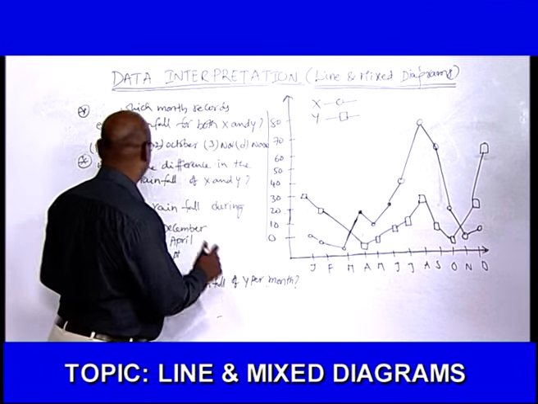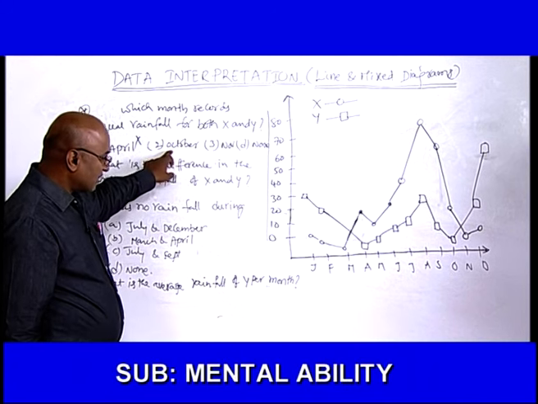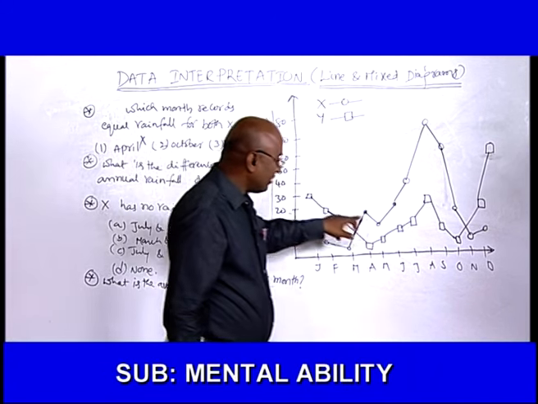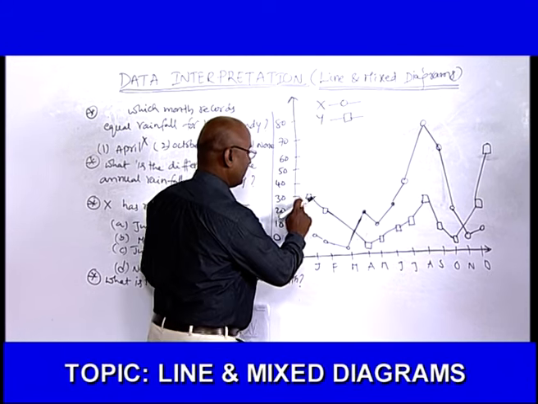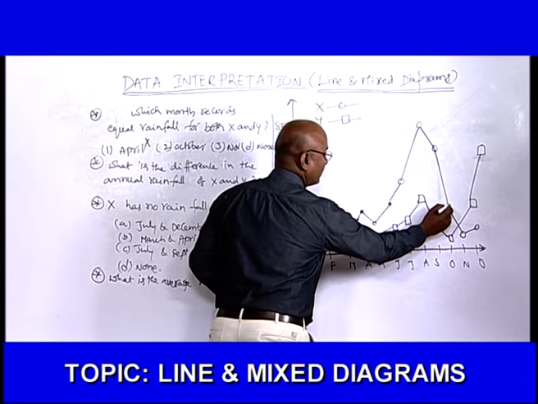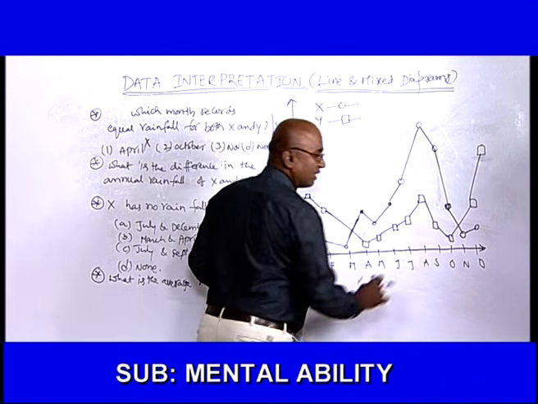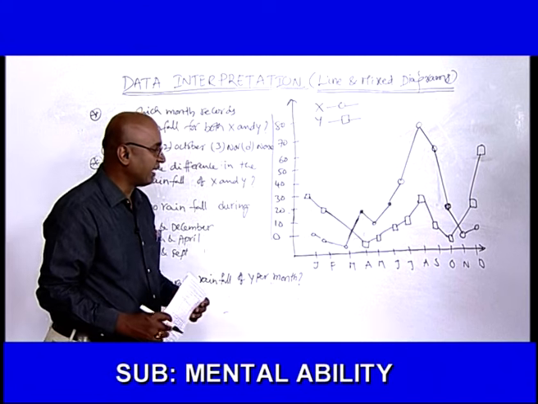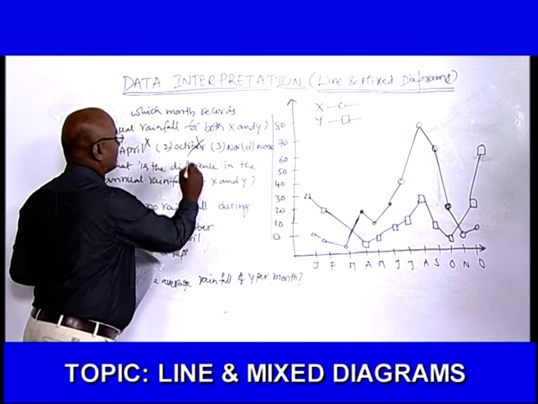So the answer is wrong. And in the month of October, X rainfall is around 30 centimeters. And Y rainfall is 0 centimeters. There is no rainfall in region Y in the month of October. So it is also a wrong answer.